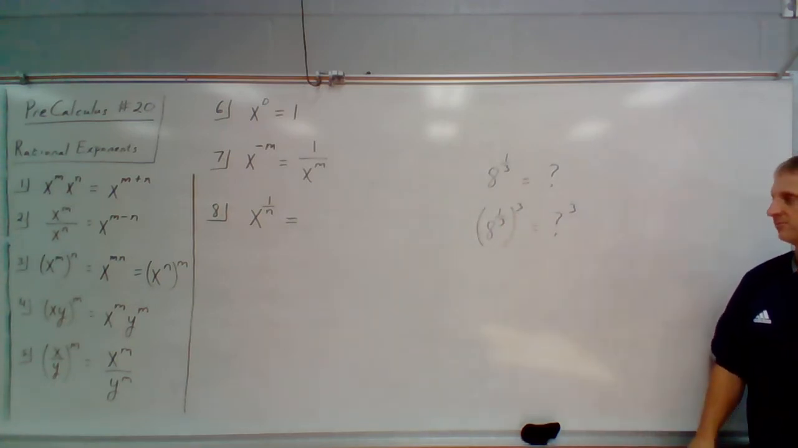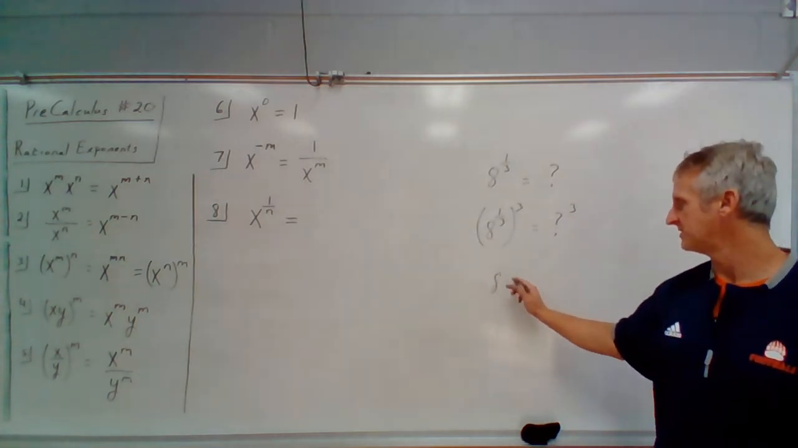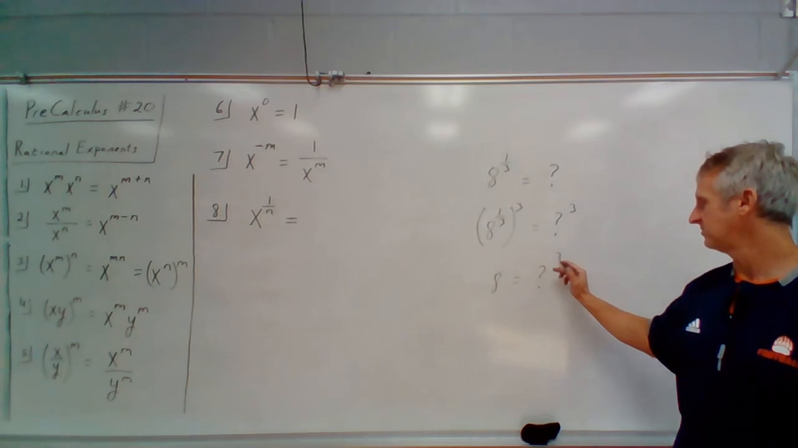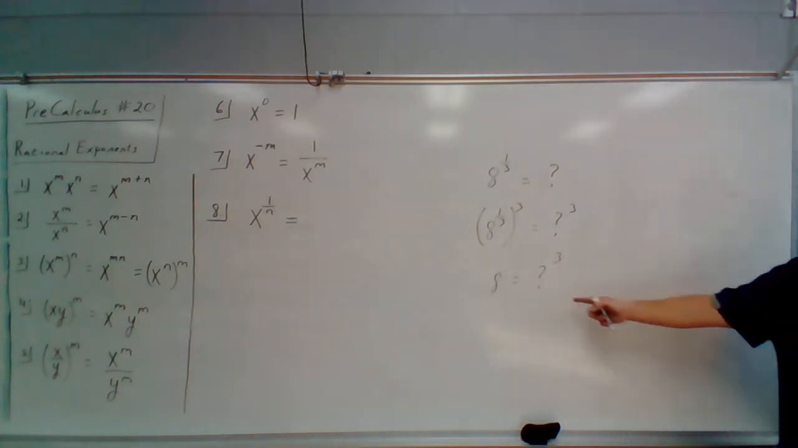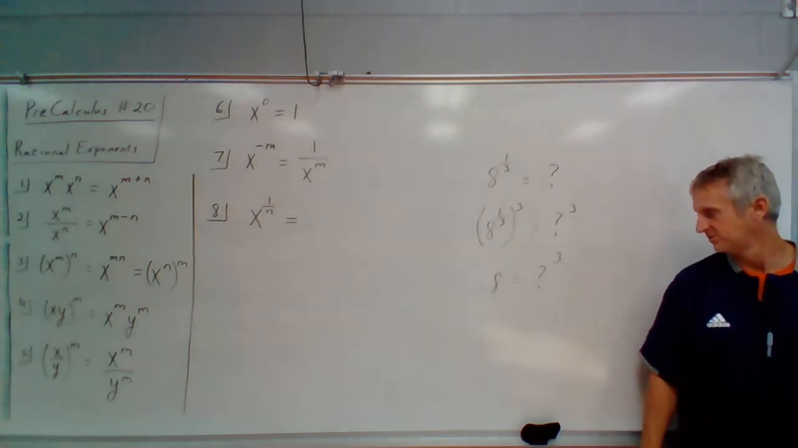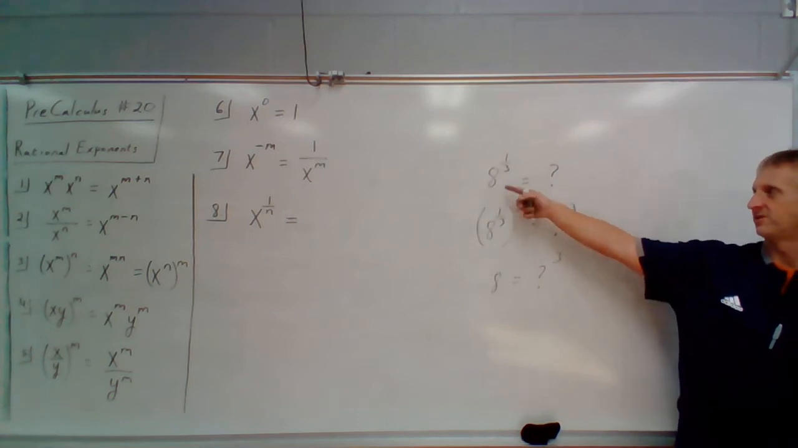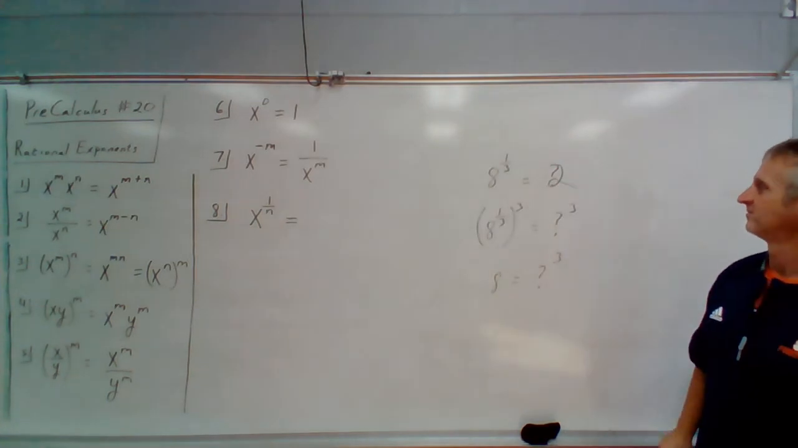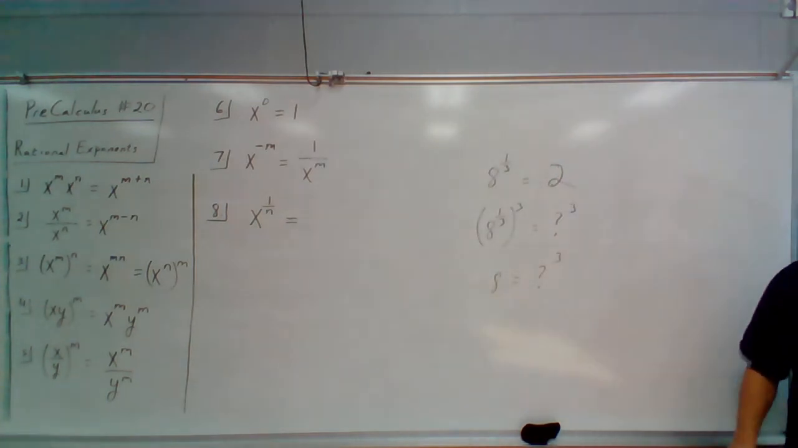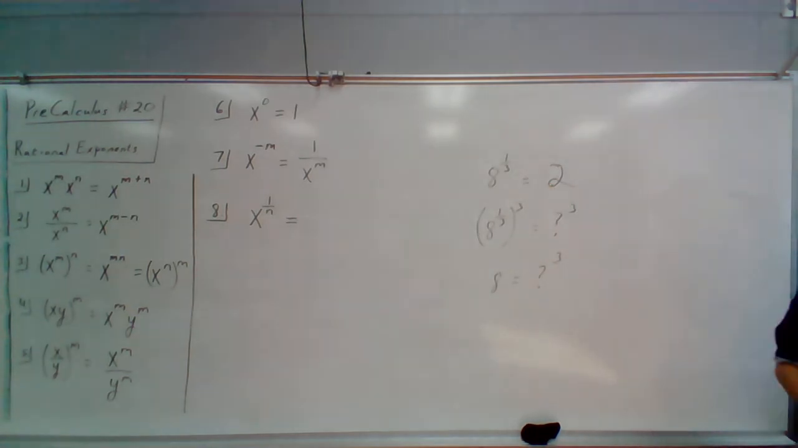1/3 times 3, or 1/3 of 3 is 1. So I get 8 to the 1st, or 8. So 8 is equal to question mark to the 3rd power. So what number do I raise to the 3rd to get 8? Well, that would be 2. So the answer to 8 to the 1/3 should be 2. So what's the relationship between a 2 and an 8? Well, 2 is the cube root of 8. So maybe 8 to the 1/3 means the cube root of 8.